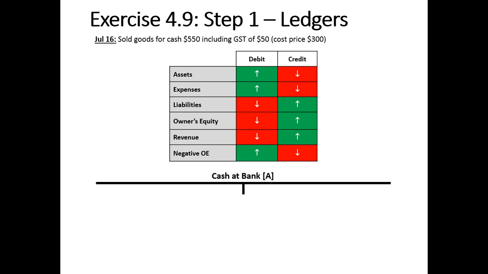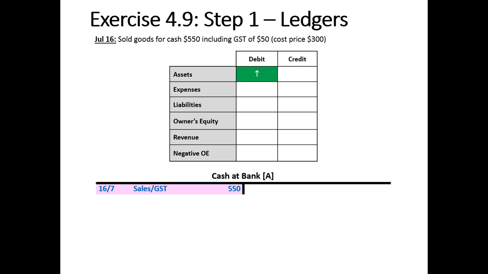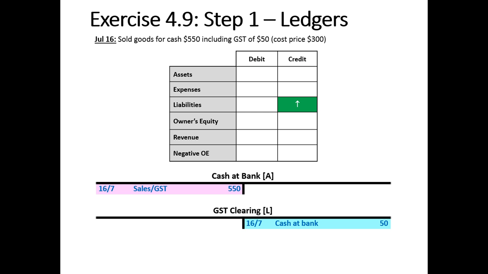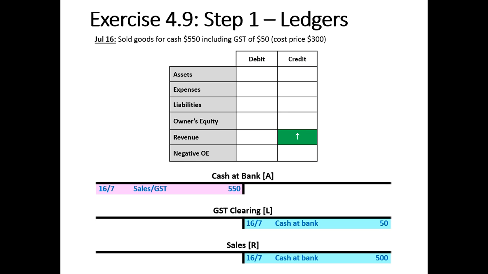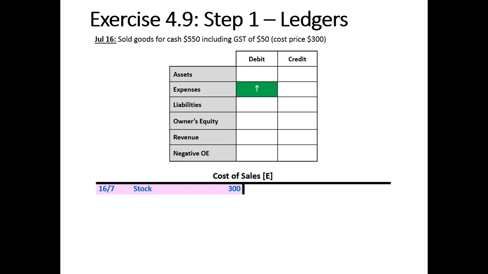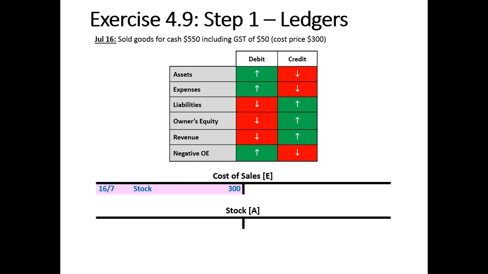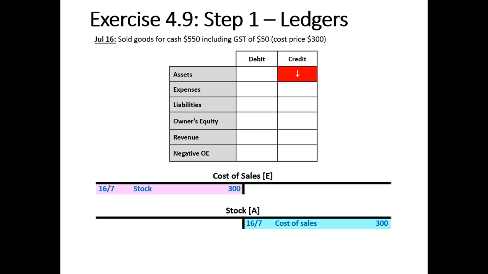We've sold goods for cash, another cash sale, $550 including GST. Got a cost of sale of $300, so debit to cash, credit to GST, and a credit to sales. Cost of sale expense goes up $300, and the sacrifice of stock will decrease the asset on the credit side.